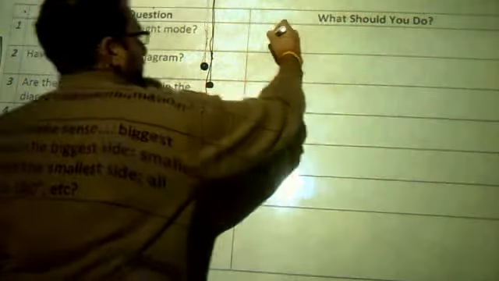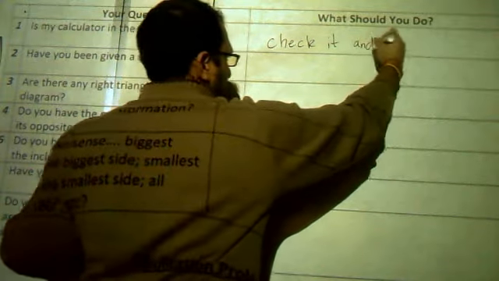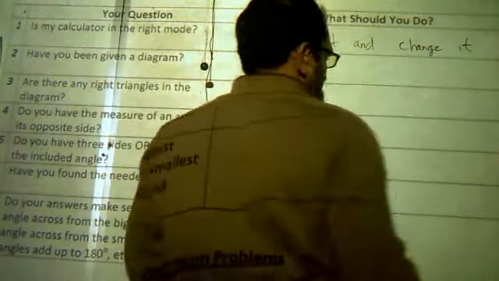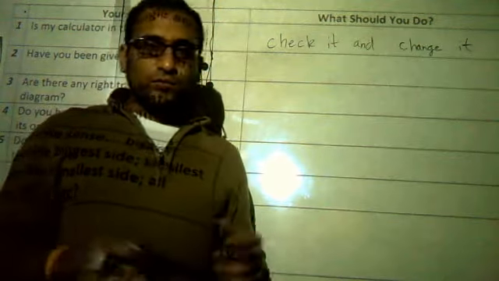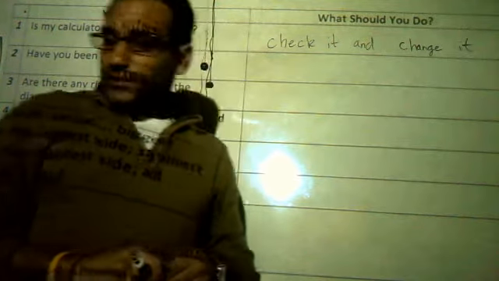Awesome. So, first question that you have to ask yourself: is your calculator in the right mode? Well, what are we going to do? You have to check it. It's in the box. Check it, and change it. You might be asking, I don't remember what mode it's supposed to be in. Well, since we're working with degrees with the law of cosines and the law of sines, it has to be in degrees.